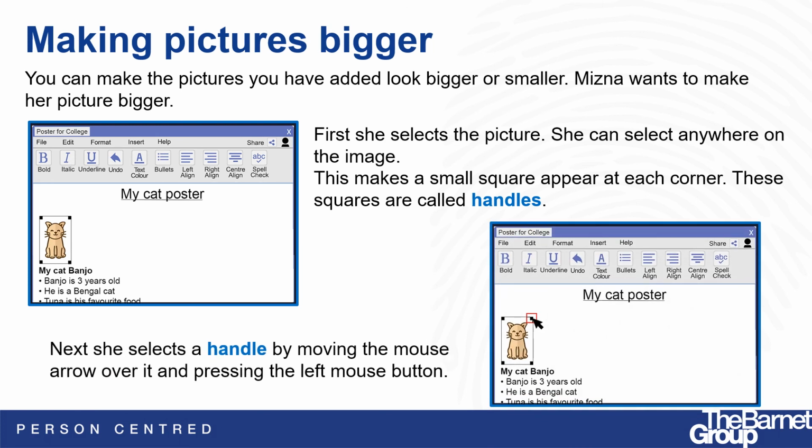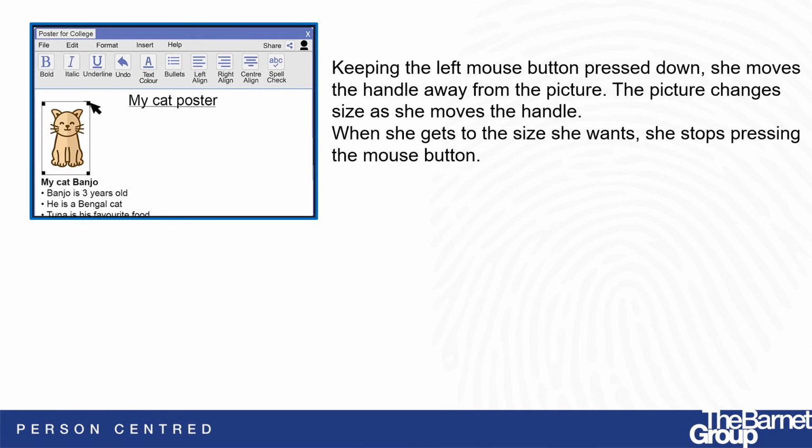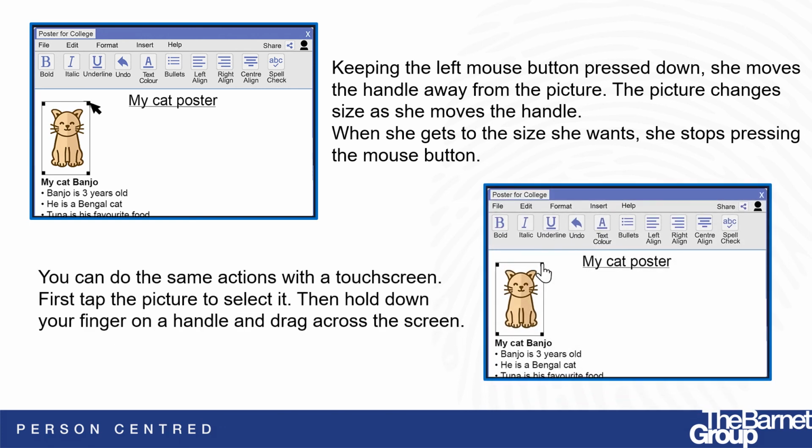Next, she selects a handle by moving the mouse arrow over it and pressing the left mouse button. Keeping the left mouse button pressed down, she moves the handle away from the picture. The picture changes size as she moves the handle. When she gets to the size she wants, she stops pressing the mouse button. You can do the same actions with a touchscreen. First, tap the picture to select it, then hold down your finger on a handle and drag across the screen.